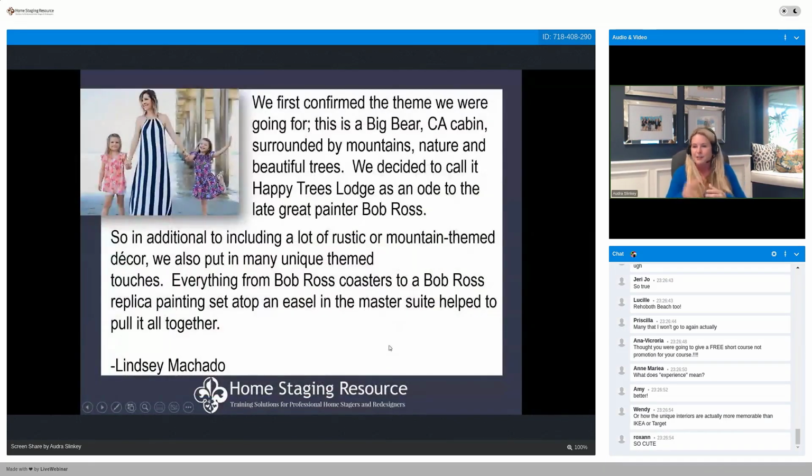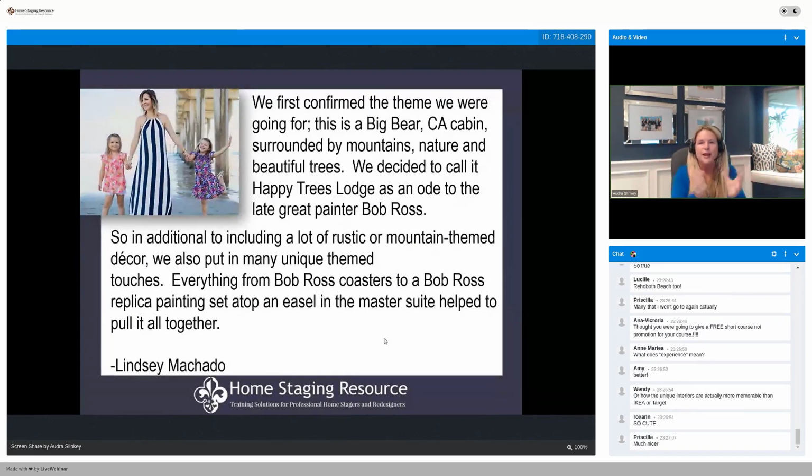So when she talked about experience, one of you asked, "What does experience mean?" It's really the brand of the home. On Airbnb, each time you have a title of the home, you get to brand the space. That particular cabin, she worked with the client in Big Bear, and it was surrounded by mountains, nature, beautiful trees. They decided to call it the Happy Trees Lodge as an ode to the late great painter Bob Ross.